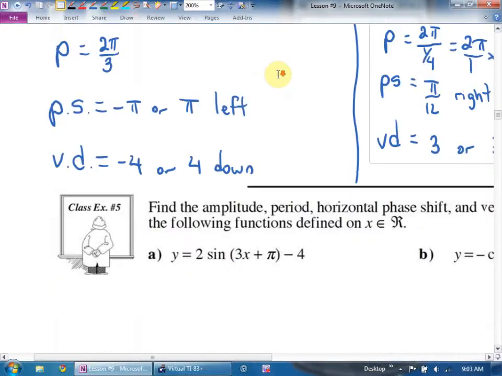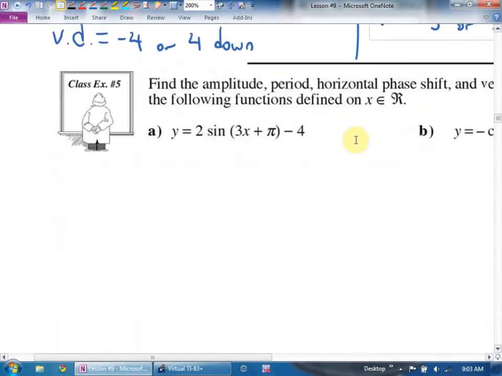All right. Example 5 says, find the amplitude, the period, the phase shift, and the vertical displacement. Says y equals 2 sine bracket 3x plus pi, minus 4. Boom! Alarm bell should go off. Matt, why would an alarm bell go off here? Not factored. This I like. I love this question.